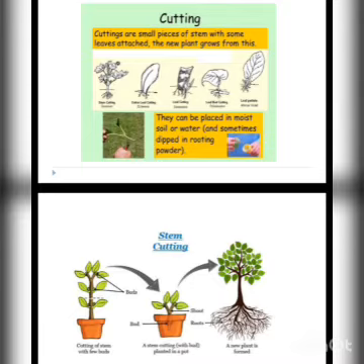The third type of vegetative propagation is grafting. Means in which we do the combination of two stems of two different plants. Means part of one plant, that is the scion, is removed and attached to a healthy rooted part of the second plant, that is the stock.